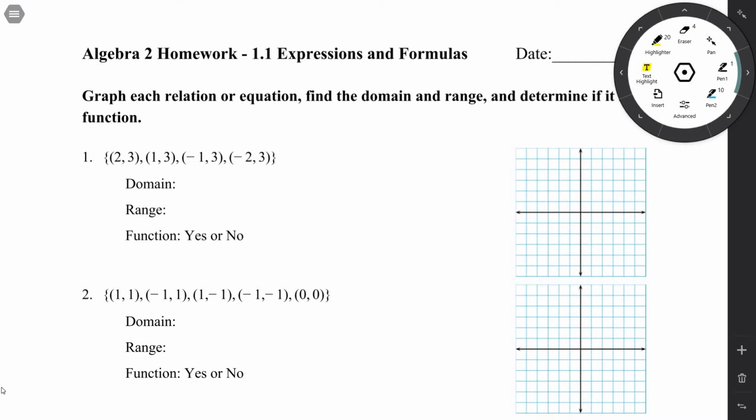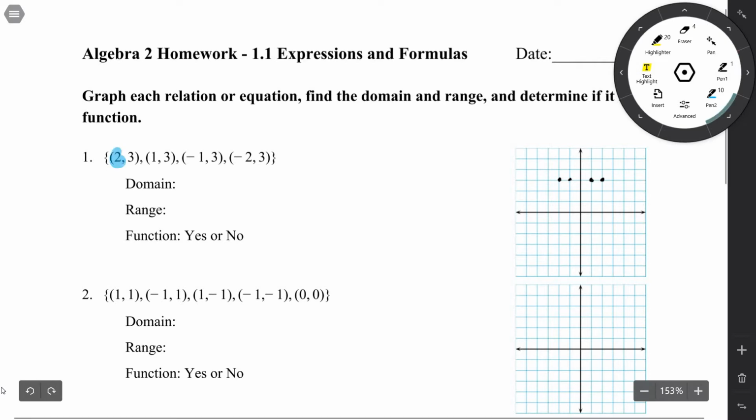We've got 2, 3. We've got 1, 3. -1, 3. And -2, 3. Let's figure out what the domain of this guy is. This is all the first numbers here, so let me actually switch to a different color here. We can highlight them. We've got 2, 1, -1, -2, and that's it. What about range?